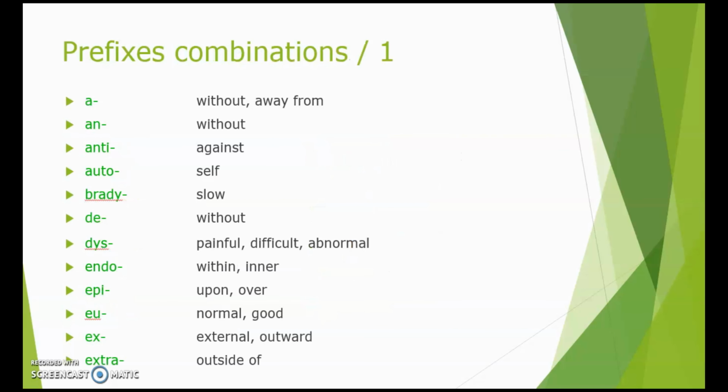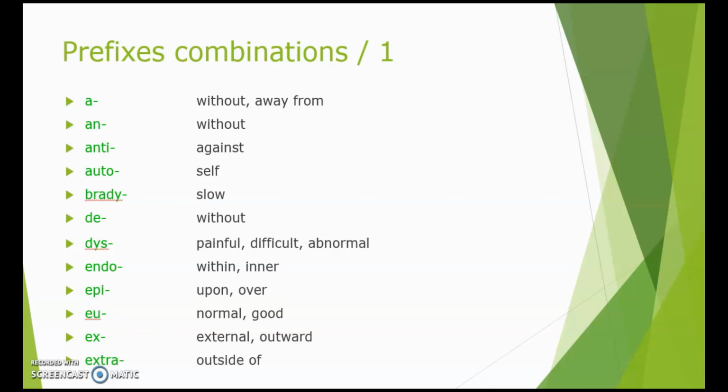Some prefixes here: an, anti, auto, brady, de, dis, endo, epi, eu, ex, and extra. In the Greek Roman pronunciation, a means without or away from. An, without. Anti, against. Auto, self. Brady, slow. De, without. Dis, painful, difficult, abnormal. Dysphoria, for instance, okay? Endo, within, inner, okay?